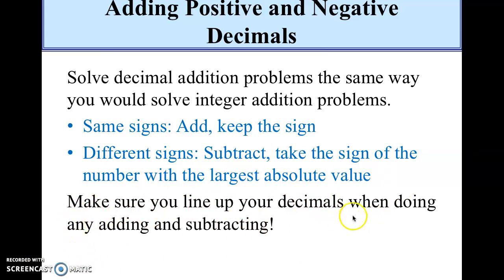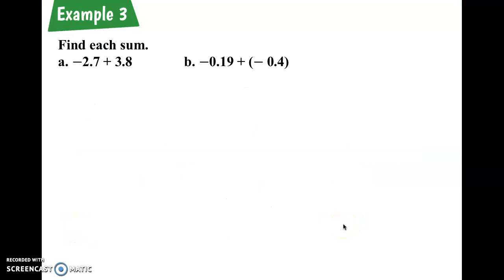If you don't line up your decimals, your answer is going to be completely wrong. All right. We have two problems here. We're going to start with A. Negative 2 7/10 plus 3 8/10.